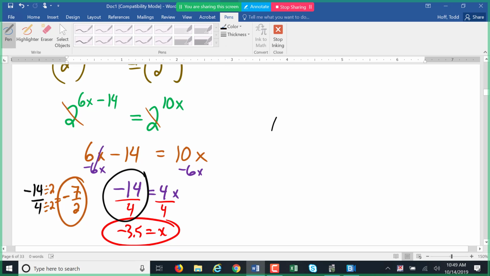I want you guys to try one in your notes that's a little bit longer like this. So the one we're going to try is this. 9 to the power of 5x minus 3 equals 81 to the power of 3x plus 17. Give that one a try. We'll go over it in a couple minutes.